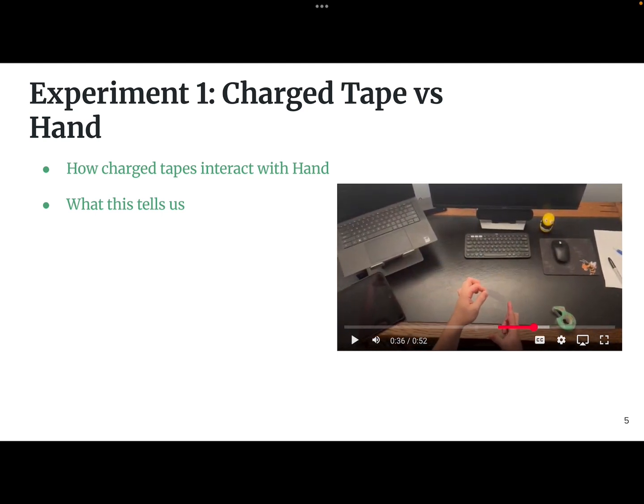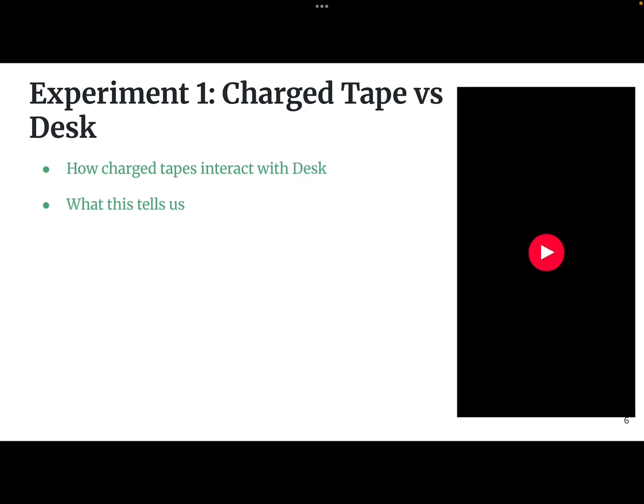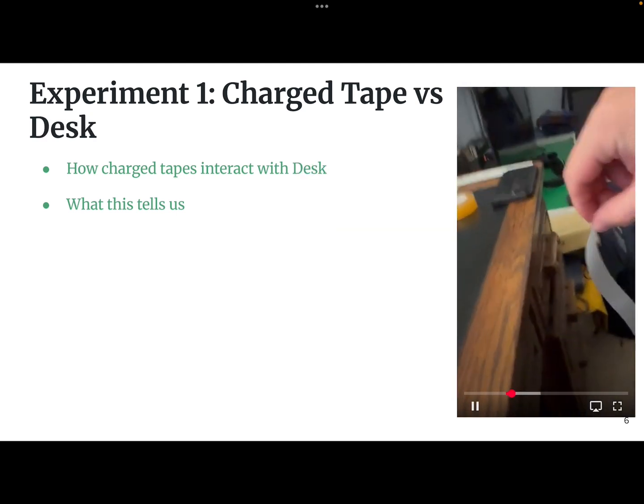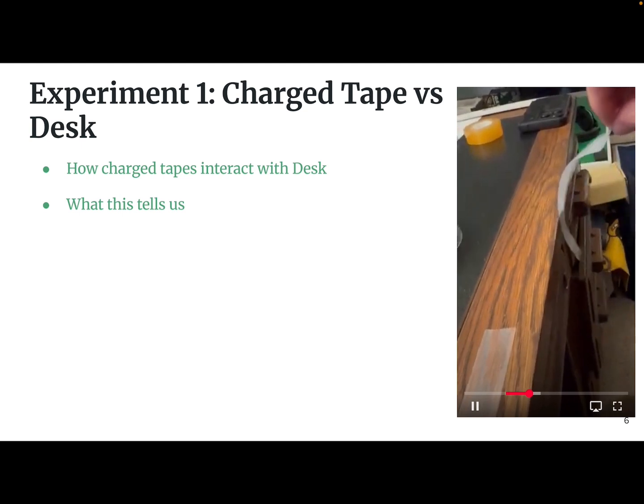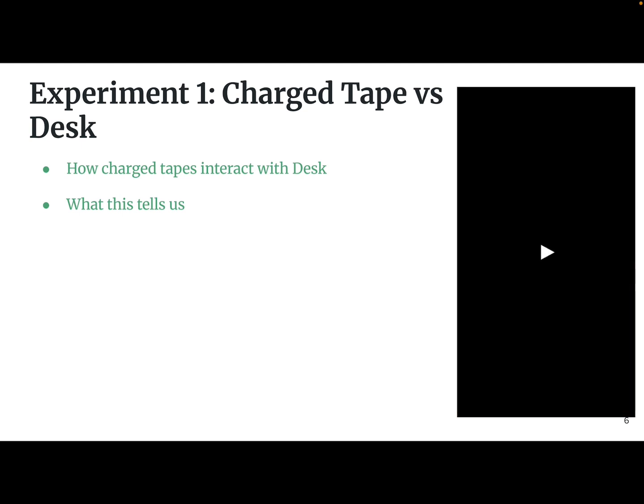As you can see, the charge tape is attracted to the hand, and this tells us that they have opposite signs. Now for the desk. This also tells us that the desk and the charge tape either have opposite signs or that the desk is neutral.